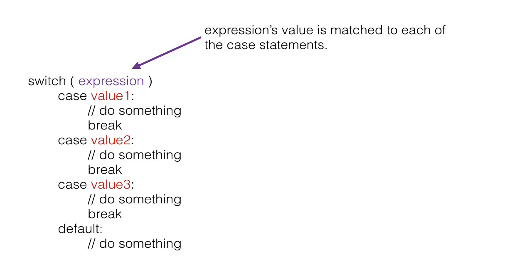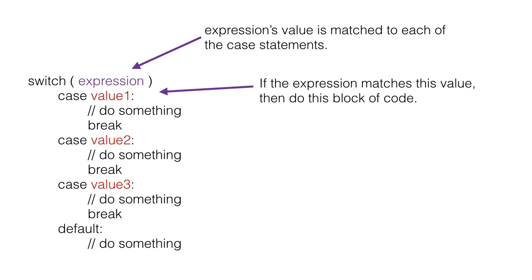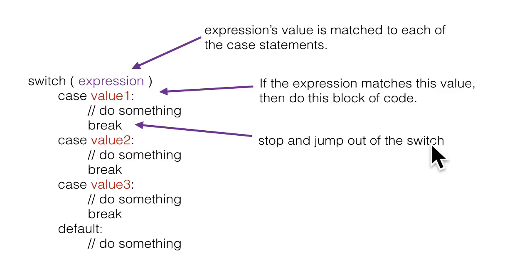The expression, that's the expression's value that we're going to match up to each of the case statements. So the case statements, if the expression matches this value, whatever that value is, then we'll do the code block. So therefore, this is a code block, this is a code block, this is a code block, and so is the default, and this entire switch is also a code block. We'll use the break to stop and jump out of the switch. That's what the break's going to do.